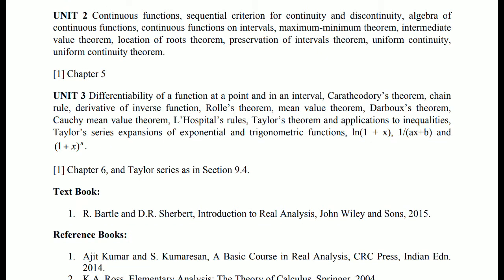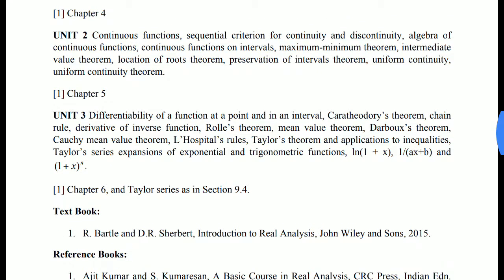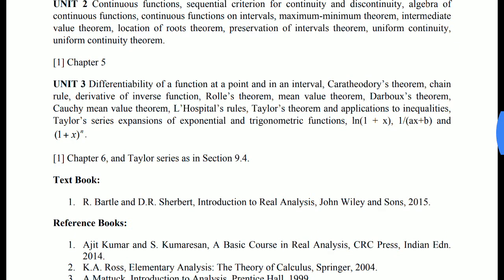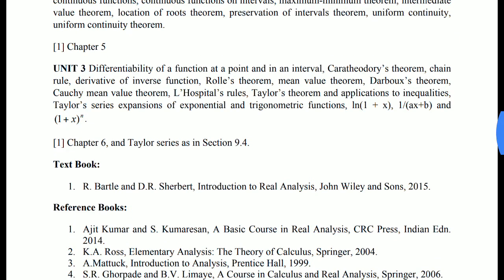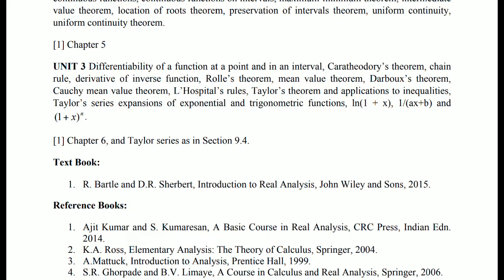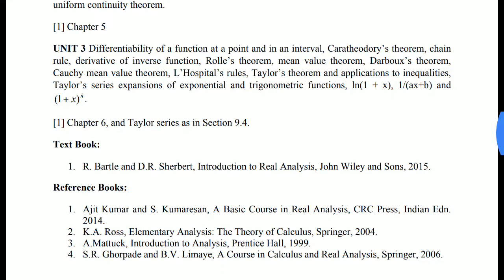Okay, then you have Taylor's series, expansions of exponential and trigonometric functions. Then you have limit of (1 plus x), then you have to go through it.